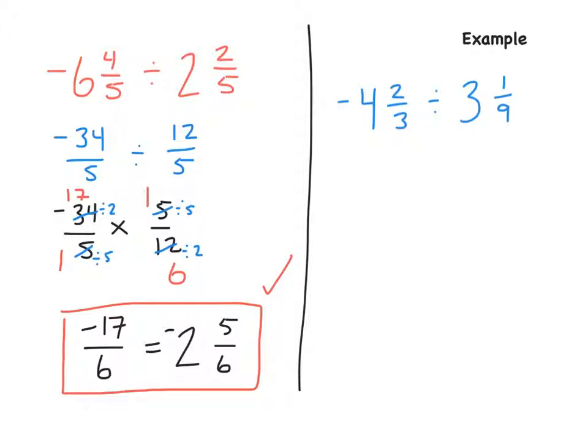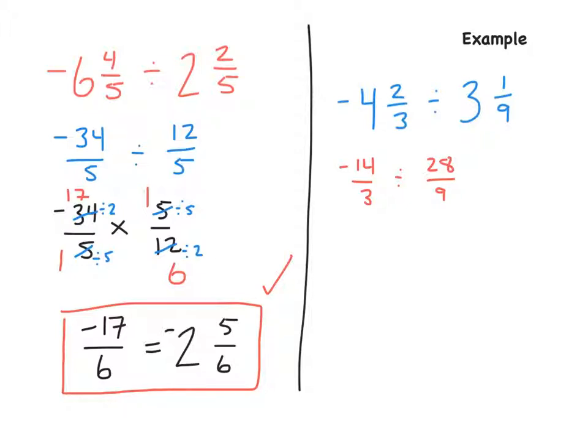Alright, so you have negative 4 2/3 divided by 3 1/9. So we're going to need to change both of these into improper fractions. So negative 4 2/3, we would do 3 times 4 is 12, 12 plus 2 is 14, so we'd have negative 14 thirds divided by 9 times 3 is 27, 27 plus 1 is 28, so we'd have 28 ninths.